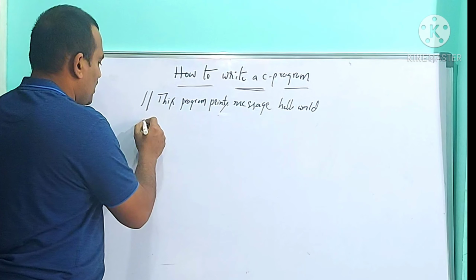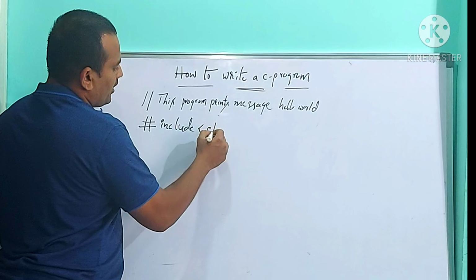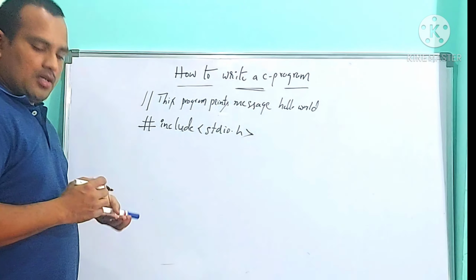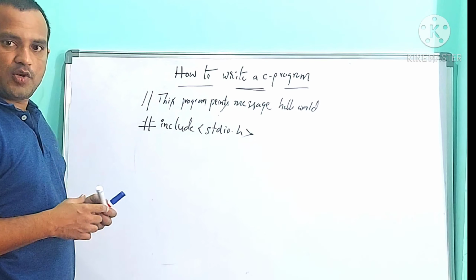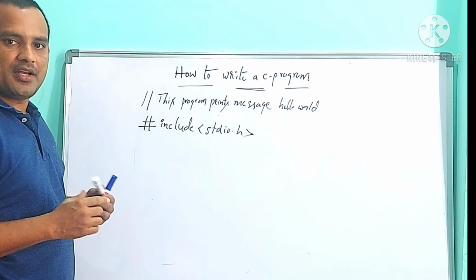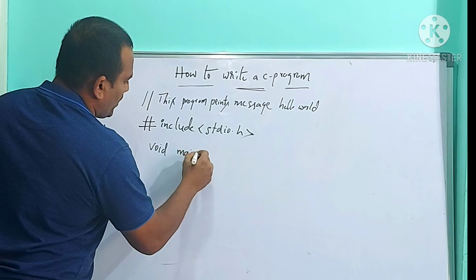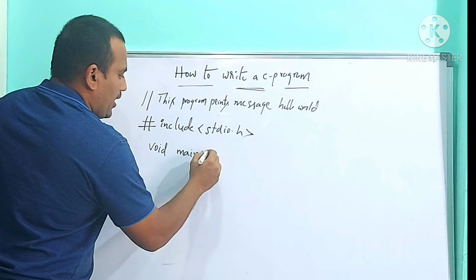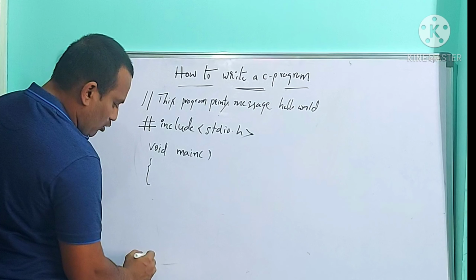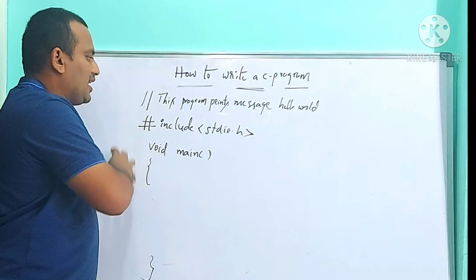That's why I am using hash include stdio.h. Then the main function. Without the main function, we cannot write a C program. The main function represents the start of the C program, and while writing the main function, you simply use void main until the functions topic. I also told you the main function is always followed by the open curly brace, and the open curly brace is followed by the closed curly brace. So these are the mandatory parts in writing a C program.